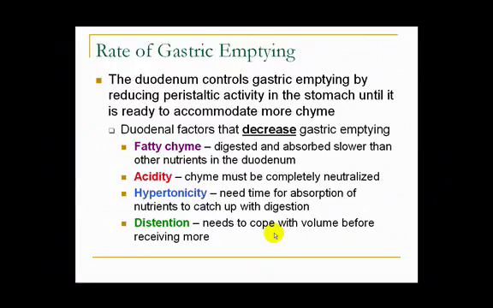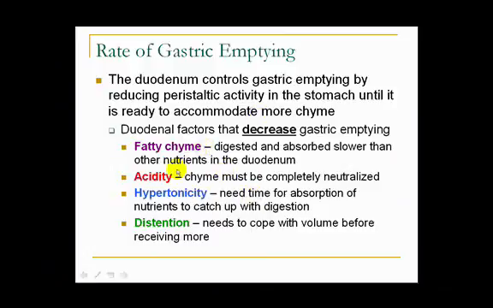Alright, things that are going to decrease gastric motility and therefore decrease gastric emptying are duodenal factors. Now, the duodenum wants to reduce peristaltic activity in the stomach until it's ready to accommodate more chyme. So things that will decrease gastric emptying: how fatty the chyme is that the duodenum is receiving. You haven't even started fat digestion yet. And fat digestion is slower, takes longer, and they're absorbed slower than other nutrients. So if you eat a really fatty meal, the duodenum is going to need more time to deal with it. So it's going to slow down your gastric emptying.